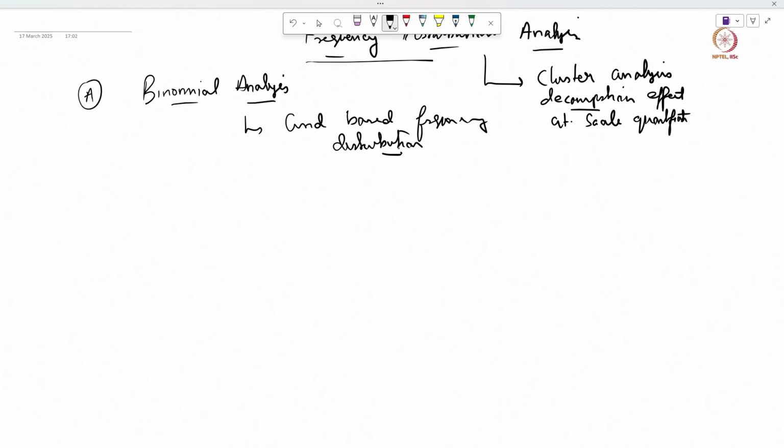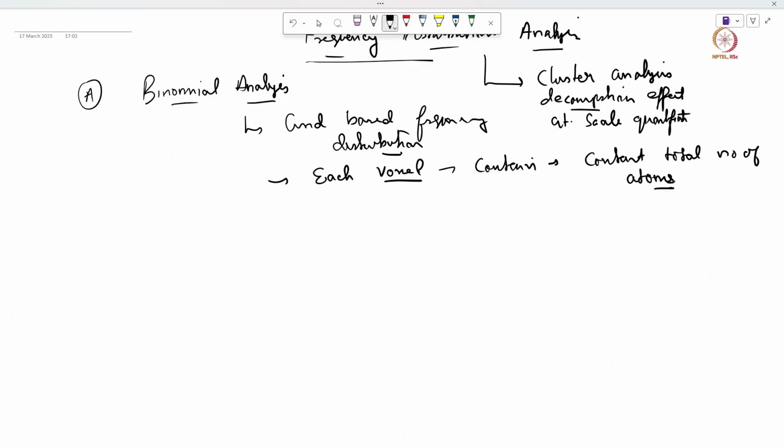Okay, so here what we do is each voxel, I think the term voxel has been explained in the last few classes. So each voxel here contains a constant total number of atoms, which is given by NB, correct. So this is each voxel. So how is the analysis done?